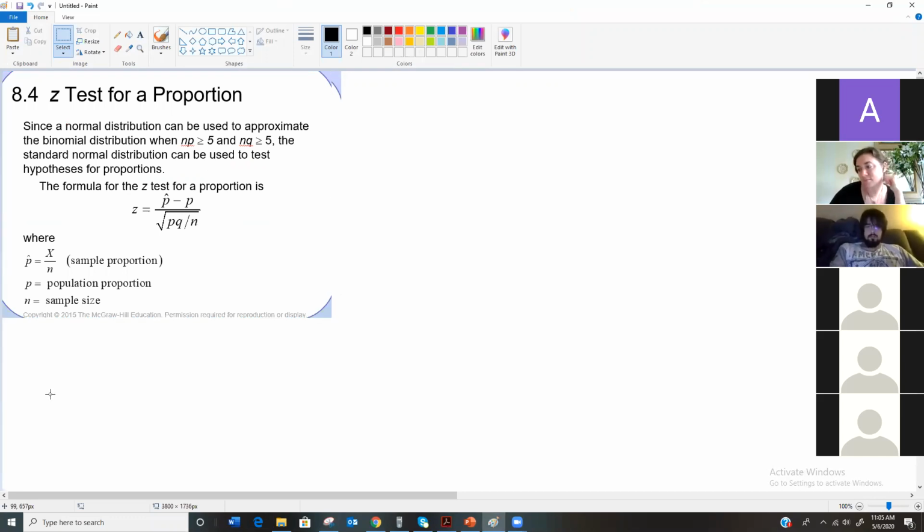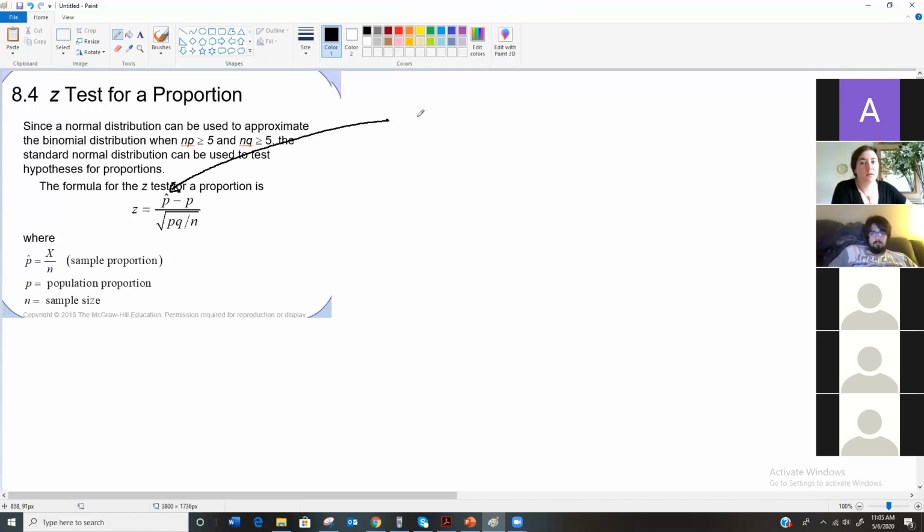For the proportion, we're going to do proportions now. And for the proportion, everything is the same that we did for the z-test for the mean. It's just we have to use a different formula to find z. So let's analyze the different parts of this. So what's a p hat versus a p? Do you guys remember from the confidence intervals?